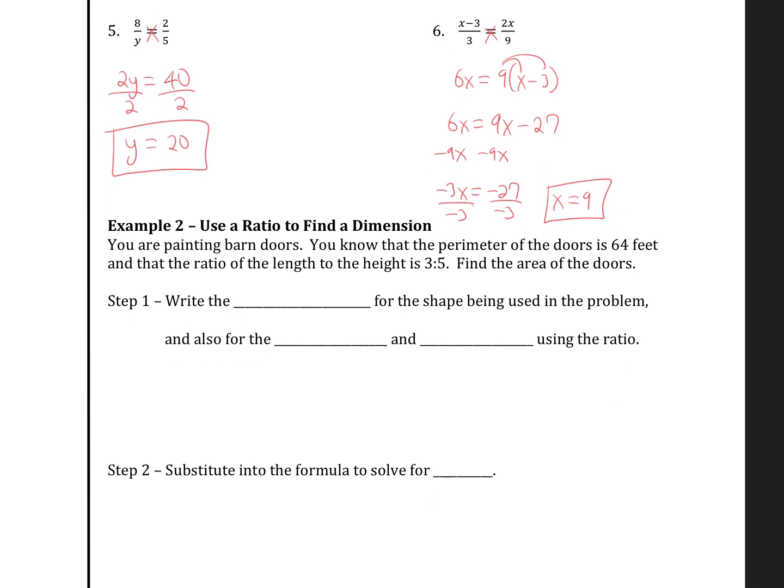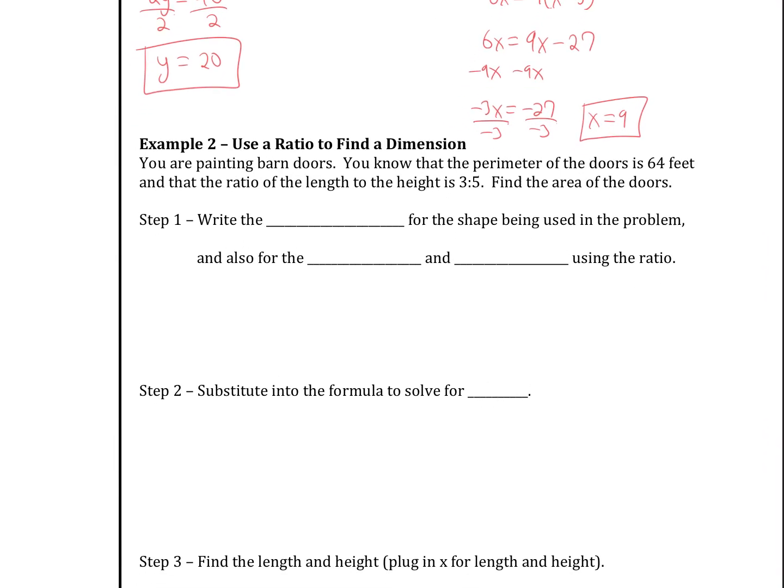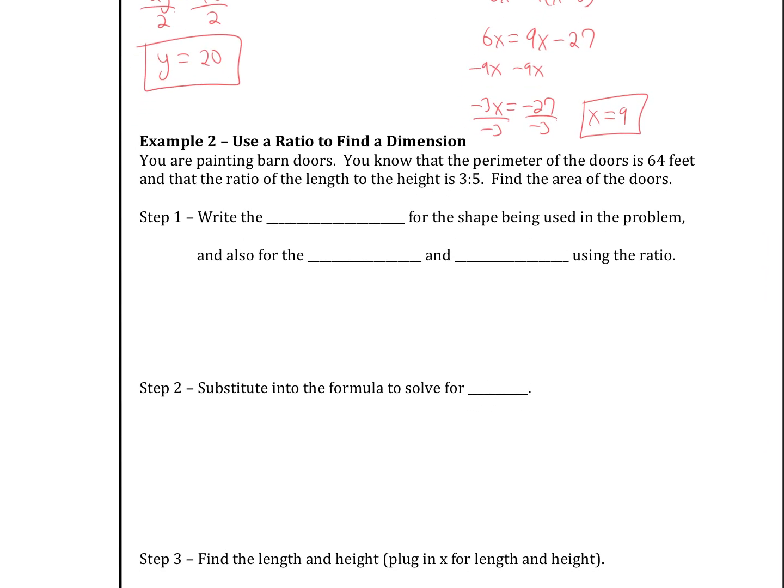All right, sounds good. Okay, the next example is a little tricky, okay? There's a lot of steps here. Just stay with me and feel free to rewatch the video if you need to. So it says you're painting barn doors. You know that the perimeter of the doors is 64 feet, and the ratio of the length to the height is 3 to 5. Find the area of the doors.